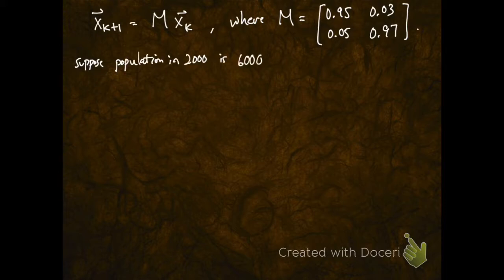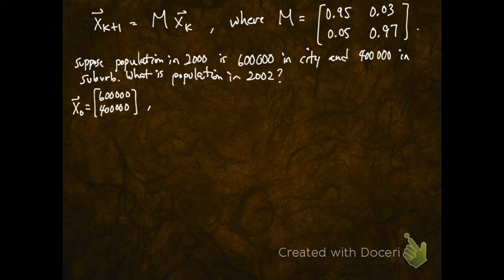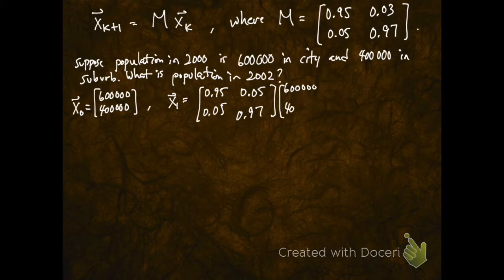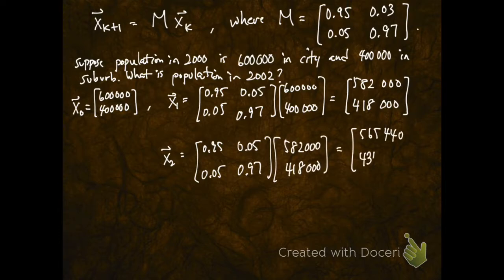All right, so let's see what we can do with this. Suppose in the year 2000, the population is 600,000 in the city, 400,000 in the suburbs. What's the population in 2002? Well, so we're given that x0 is 600,000, 400,000. If I want the population in 2001, which I can analyze using the vector x1, I multiply M by this x0 vector, and I get 582,000, 418,000.